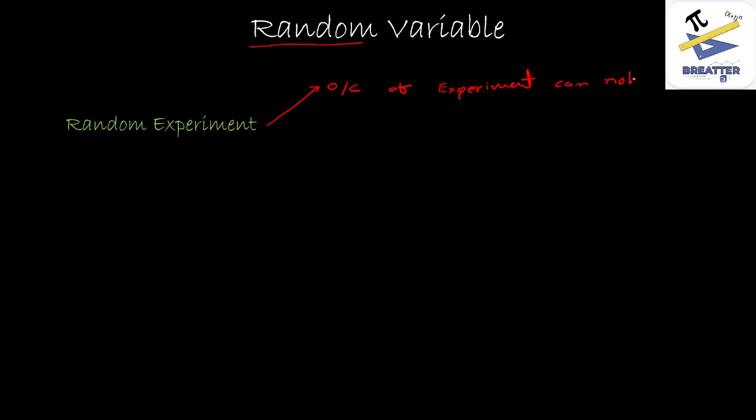So let us understand what is random variable. Random variable is, firstly, as the name suggests, related with random experiment. Now what is random experiment? Random experiment is an experiment that is having unpredicted outcomes. That means the outcome of a random experiment cannot be predicted in advance.